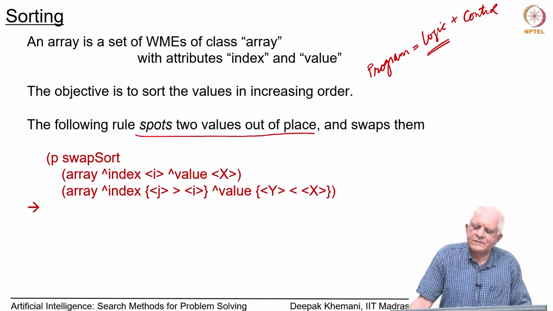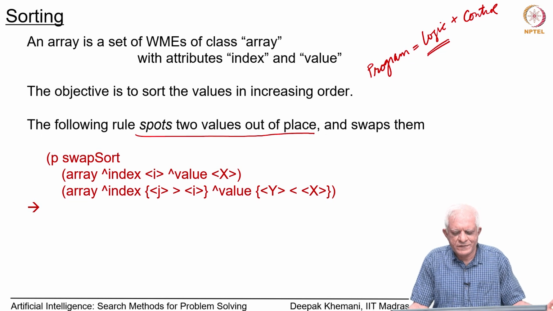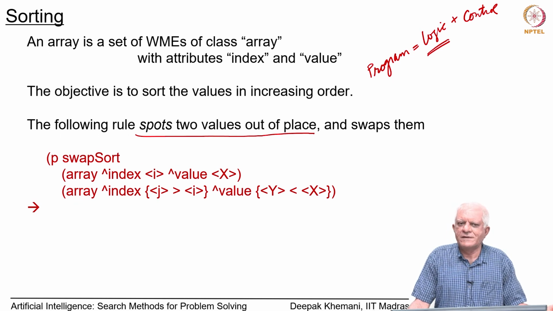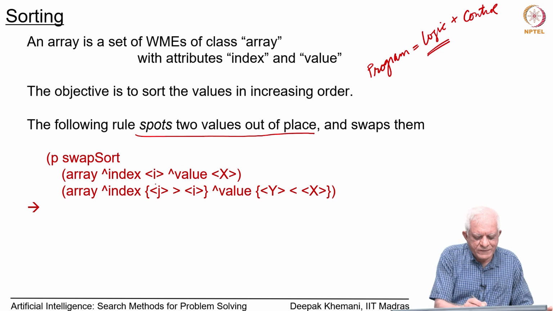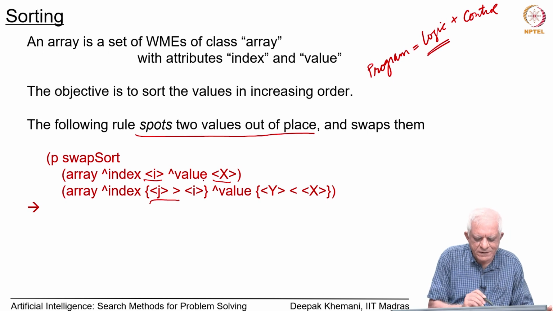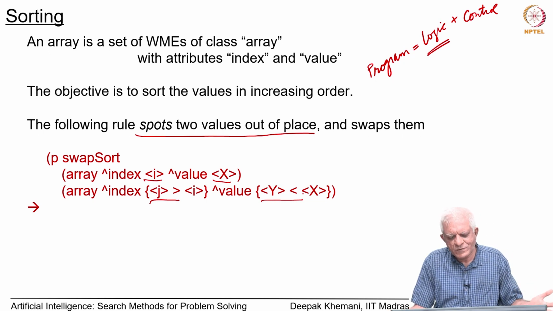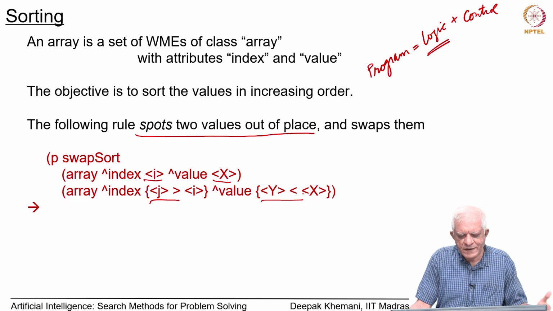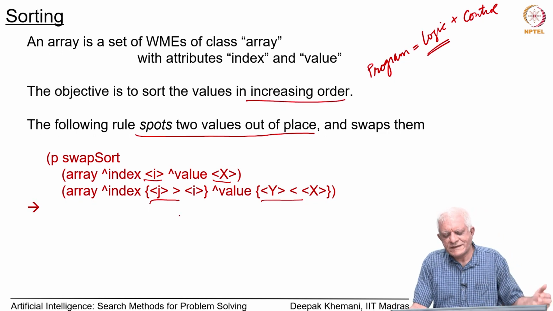So, here is the logic for sorting. It essentially says, what do you mean by sorting? And it says, if there are two elements out of place, then exchange them essentially. How does it say that? The left hand side says that if there is an element at index value i which has a value x, and if there is another element whose index j is greater than i and whose value is y, which is smaller than x, then they need to be swapped essentially, because we said that we want them in increasing order essentially. So, if there is a later element which has a lower value, just exchange the two values essentially.